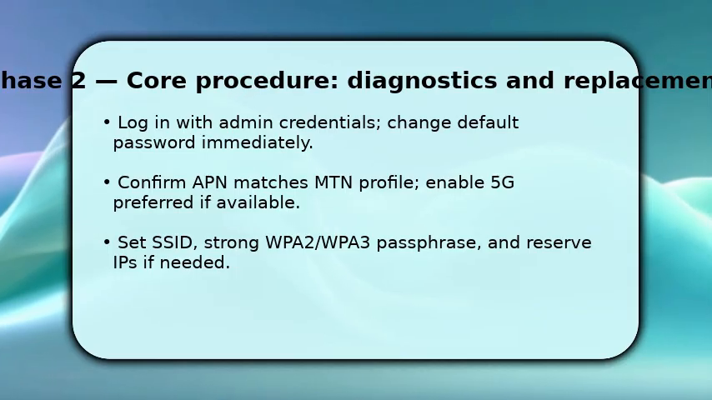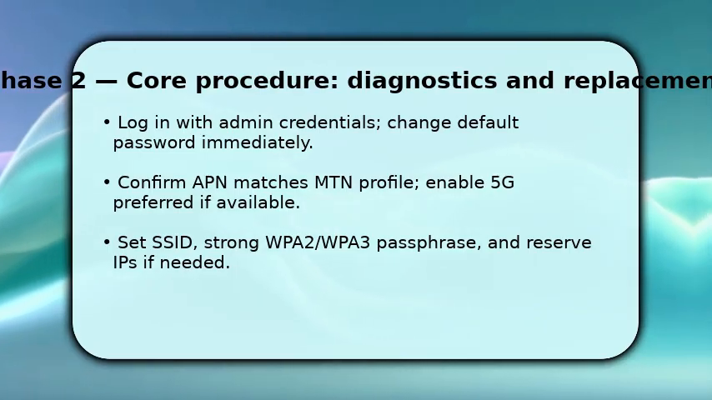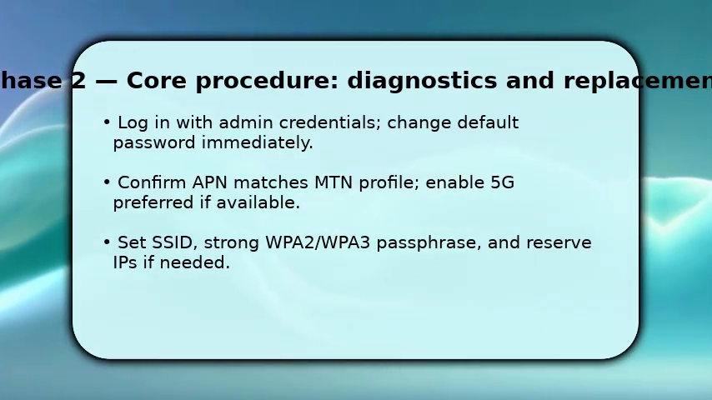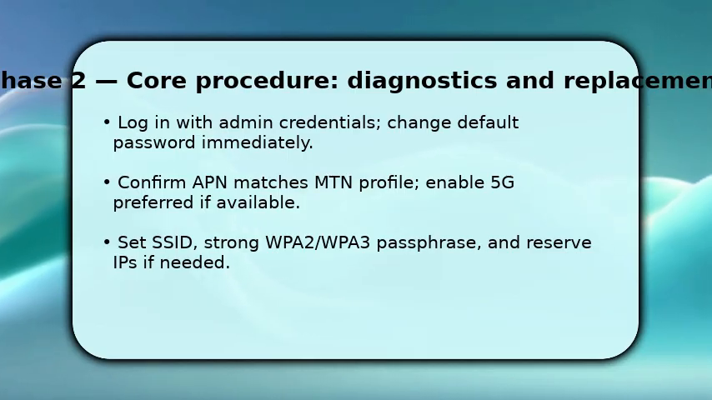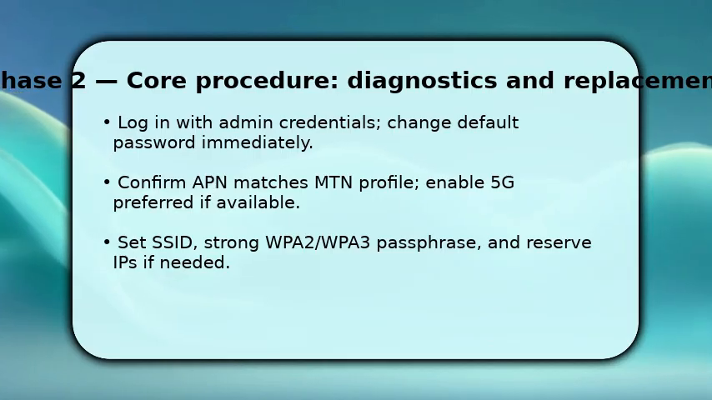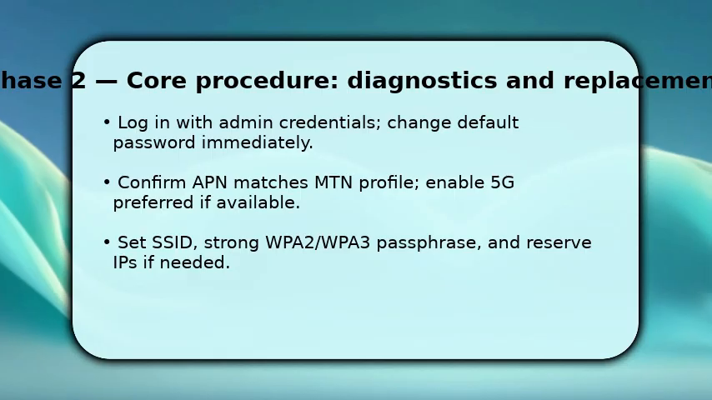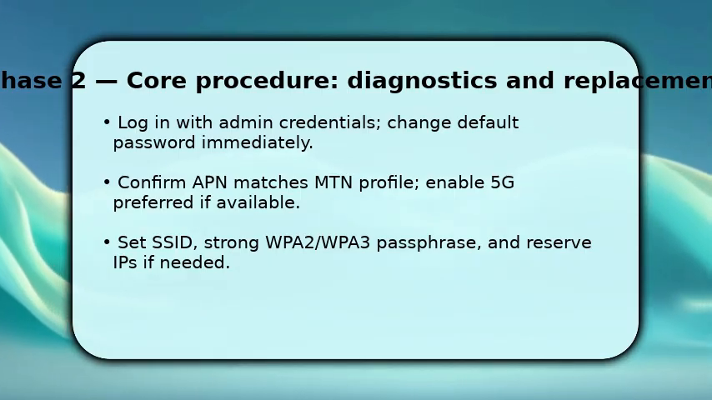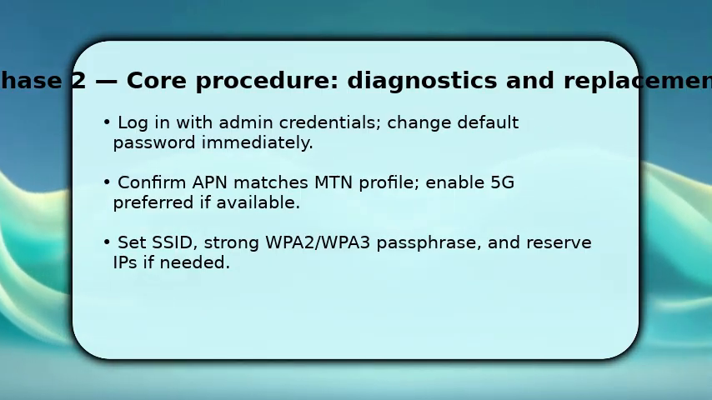Then check the APN. If it doesn't match MTN's profile, update it so data passes correctly, and enable 5G preferred to prioritize faster bands. Next, set a clear SSID and a strong WPA2 or WPA3 passphrase so devices can join securely. Finally, reserve any static IPs or set DHCP ranges if you need consistent local addresses.